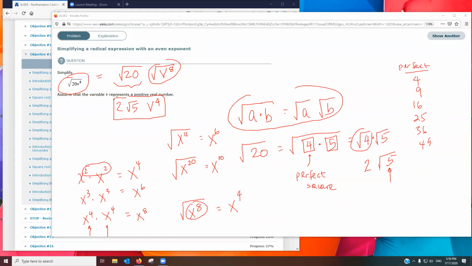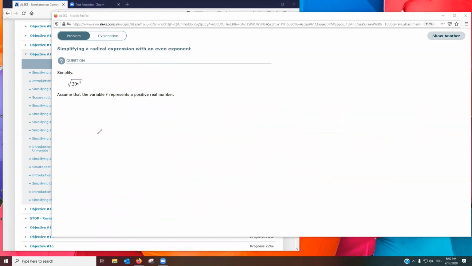Okay, so the game plan here is going to be to try to simplify the square root of the number and then try to simplify the square root of a letter. Let me give you one more example. What if I had the square root of x to the 9?